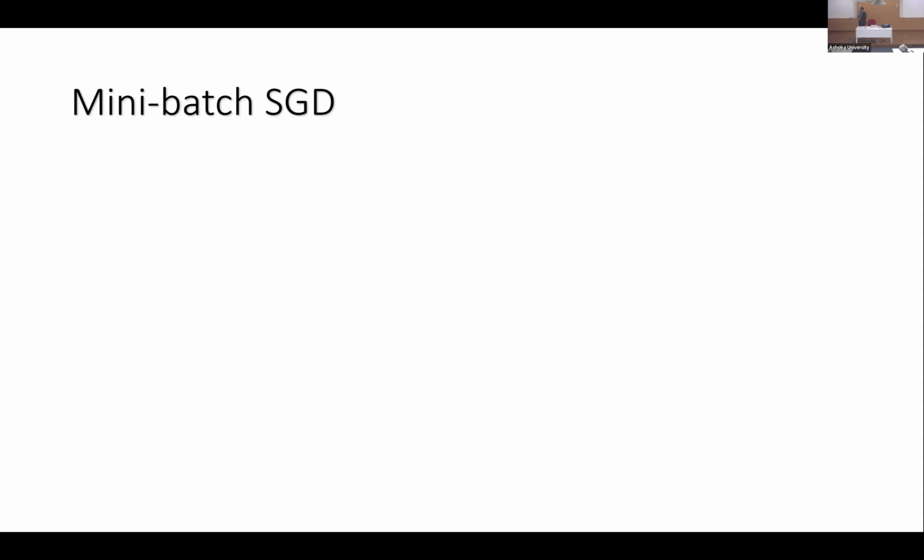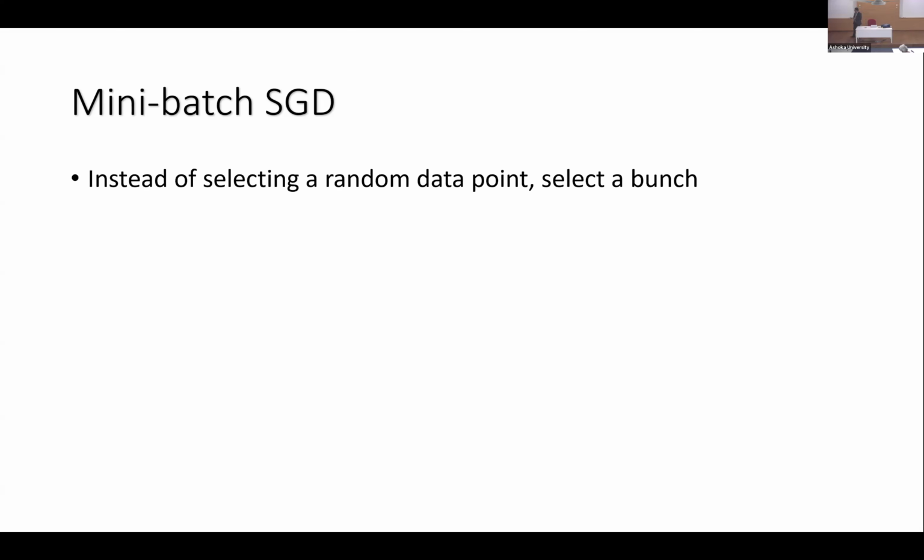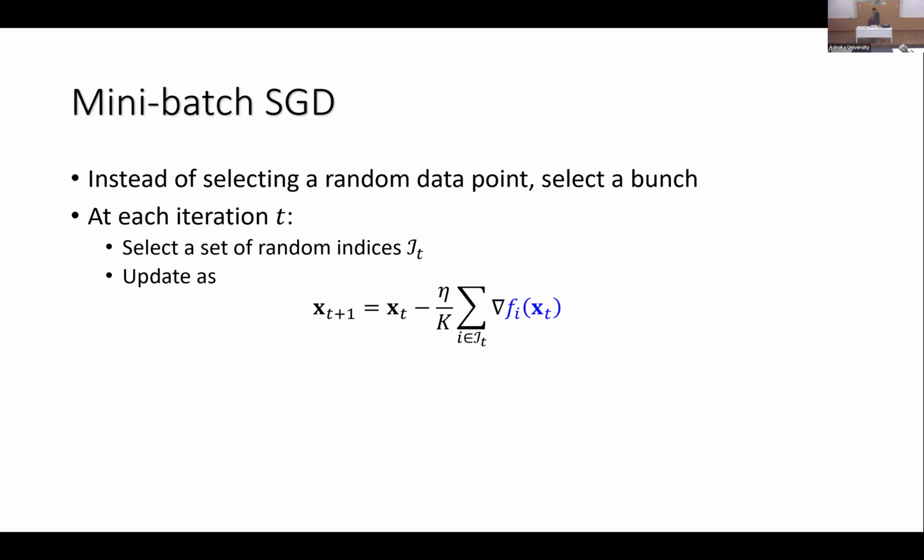So the first complication, or first observation, that we can make is that we can use mini batches. So what does it mean to use mini batches? Instead of selecting a random data point, you can select a bunch of data points, right? So at every iteration, instead of selecting one data point, you can select k data points, right? So J_t is a set of random indices, right? Let's say you select 10 of them and then average over those 10, right?